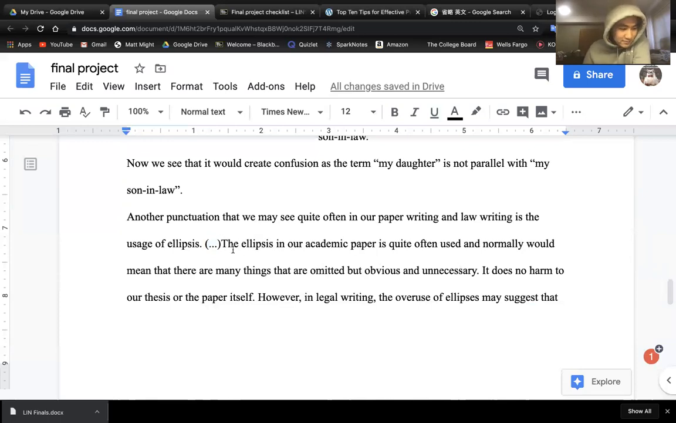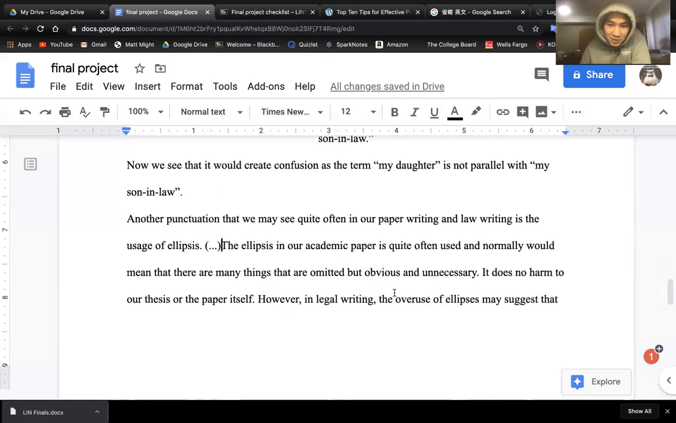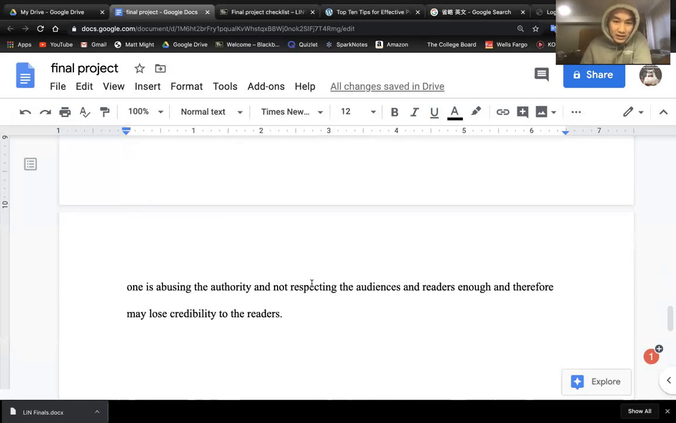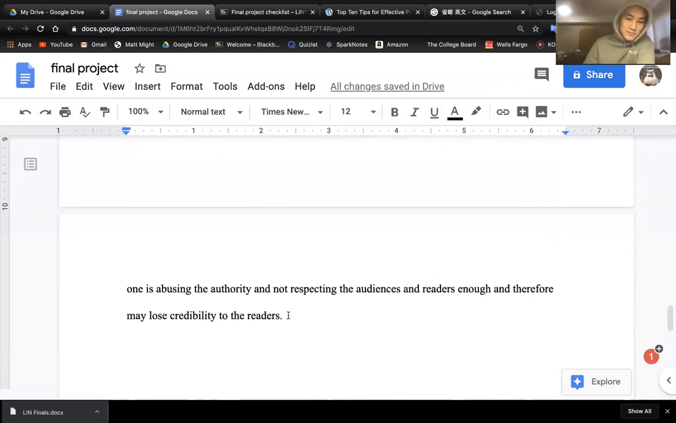A very straightforward, easy example would be: my mom went to the grocery. She bought oranges, apples, watermelons, and on and on and on. Here we can use an ellipsis to omit the rest of the stuff that she bought from the grocery, as they're all just fruits or vegetables that she purchased. It does no harm to our thesis or the paper itself. However, in legal writing, the overuse of ellipsis may suggest that one is abusing authority and not respecting the audience and readers enough, and therefore may lose credibility with the readers.